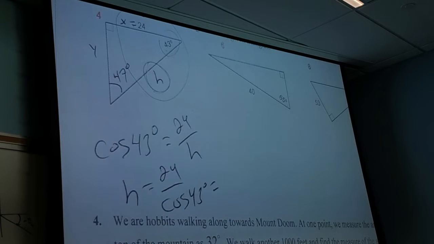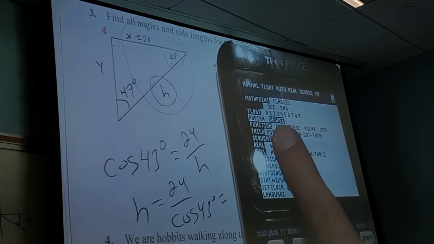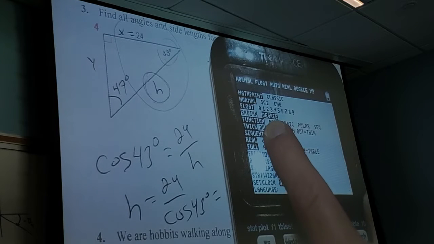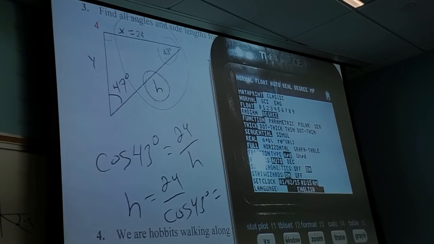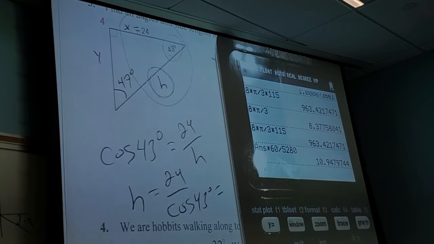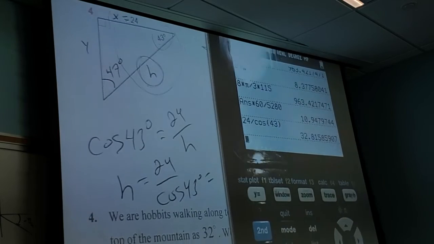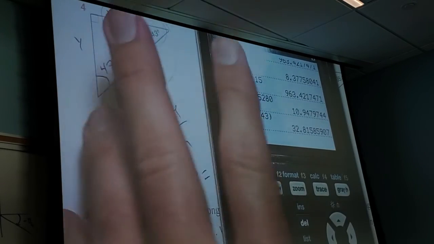And this is where you need your calculator, right? Do I even have my calculator? Yeah. So number one, I gotta make sure I'm in degrees. You gotta be really careful because the problems are gonna go back and forth between radians and degrees. So before you do anything, make sure you're in the right mode. So I could do 24 divided by cosine of 43, and I get 32.82 roughly, right?